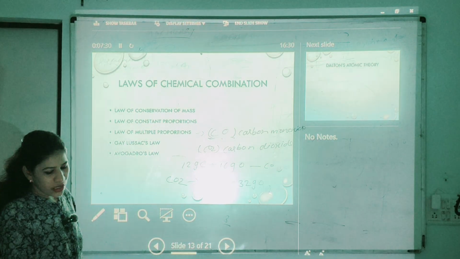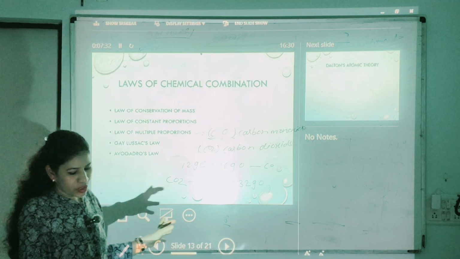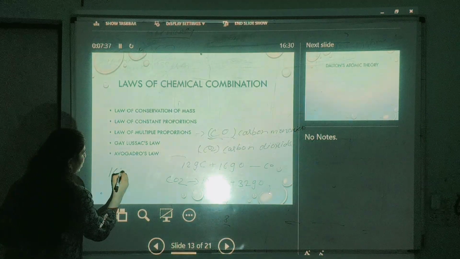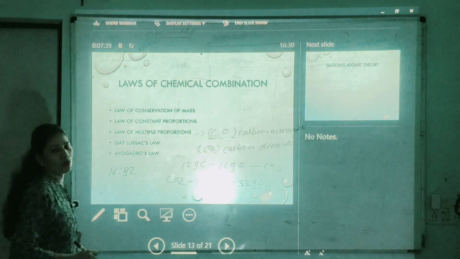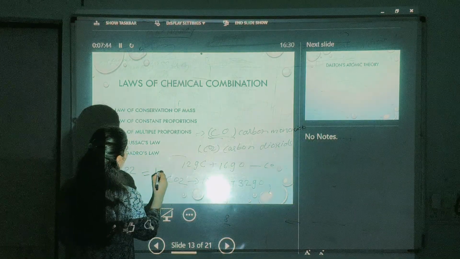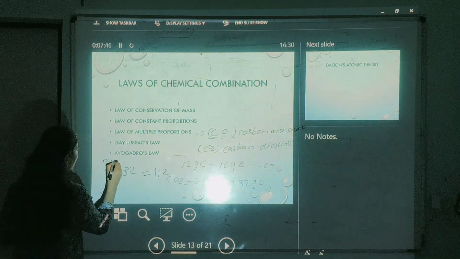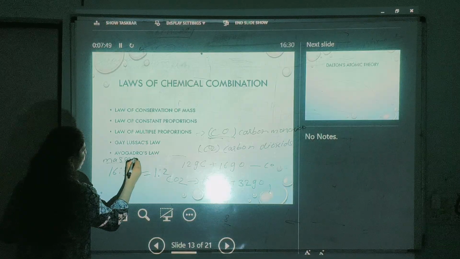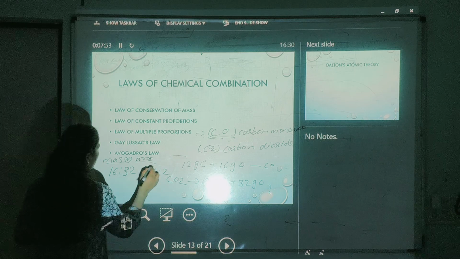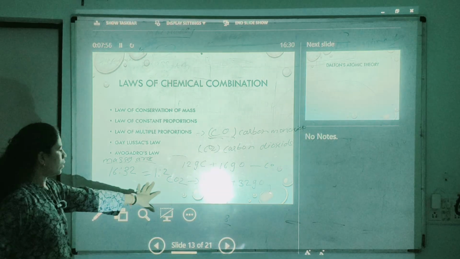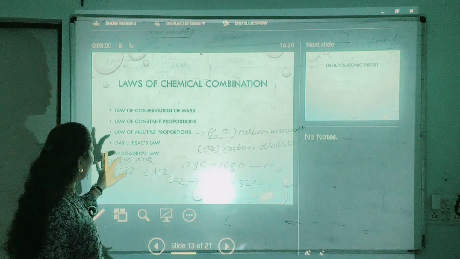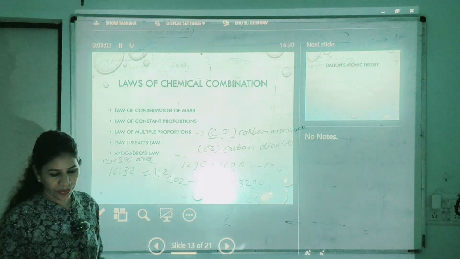Okay, so for 12 gram of carbon, the oxygen masses are 16:32, which is equal to 1:2. The masses are 16:32, or we can say 1:2. Therefore it follows the law of multiple proportions.